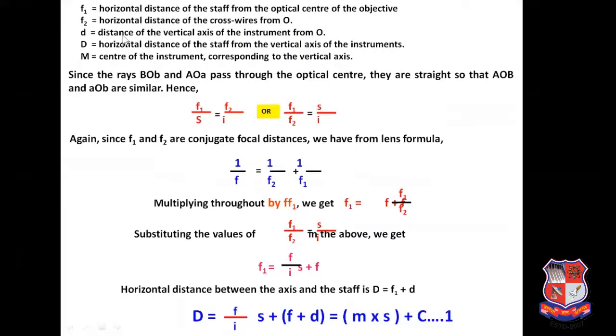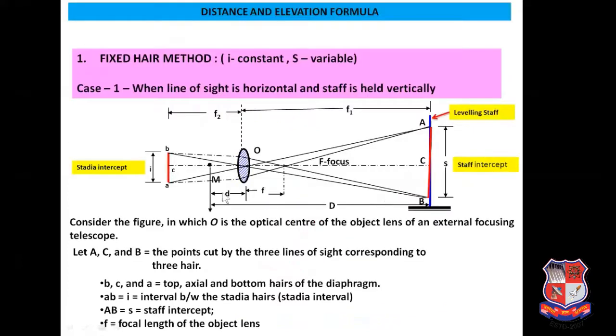Small d is the distance of the vertical axis of the instrument from O. This is my small d. You can see here, the horizontal distance between the axis of the instrument, this is my axis of the instrument which is passing through the point M, and this is my optical center of the object lens. So this is the horizontal distance d.